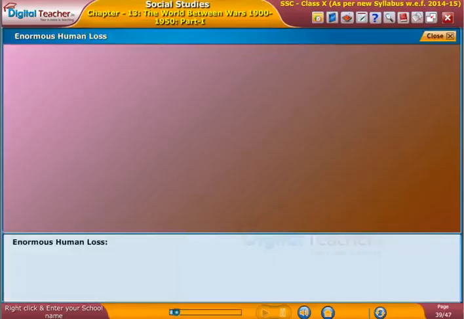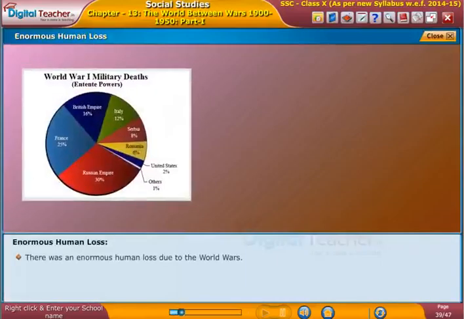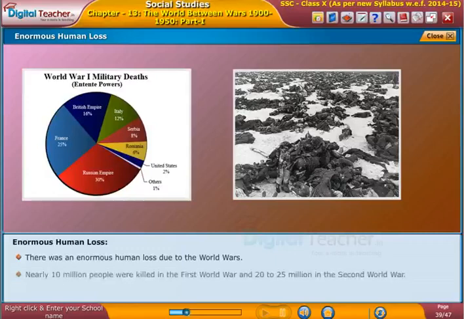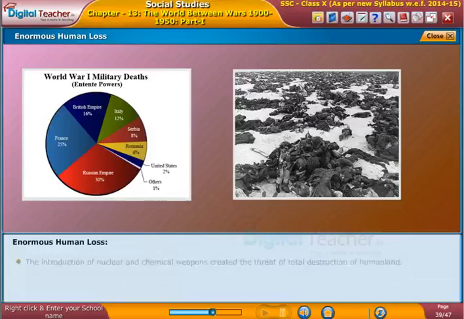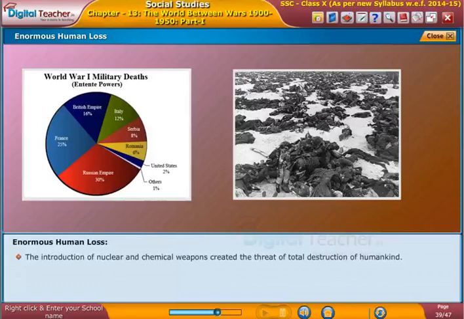Enormous human loss. There was an enormous human loss due to the world wars. Nearly 10 million people were killed in the First World War and 20 to 25 million in the Second World War. Most of them were under the age of 40. The introduction of nuclear and chemical weapons created the threat of total destruction of humankind. Even today, the world is living under the warning of total destruction of all life.